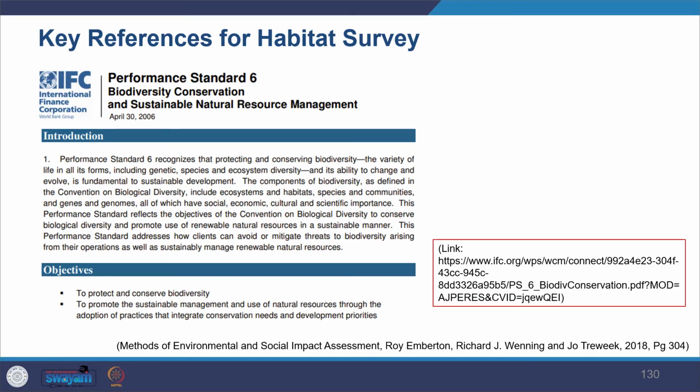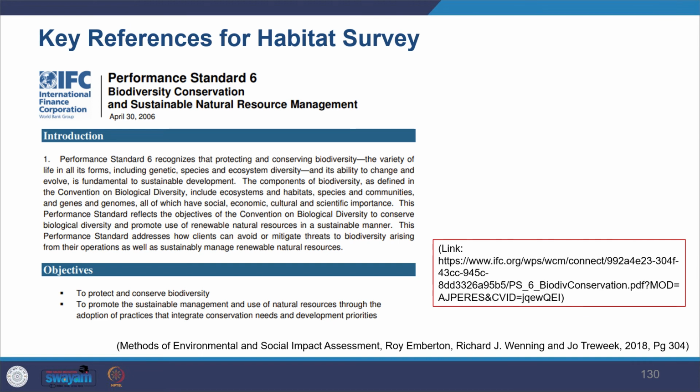So you undertake detailed habitat survey, and then mostly when you look at the habitat survey, you have to confirm these things, whether there is presence of rare species or protected species or not, and what is the conservation status in that. So that all you need to do in this. And for this, you get the key reference IFC Performance Standard 6, which provides you the guidelines for habitat survey.